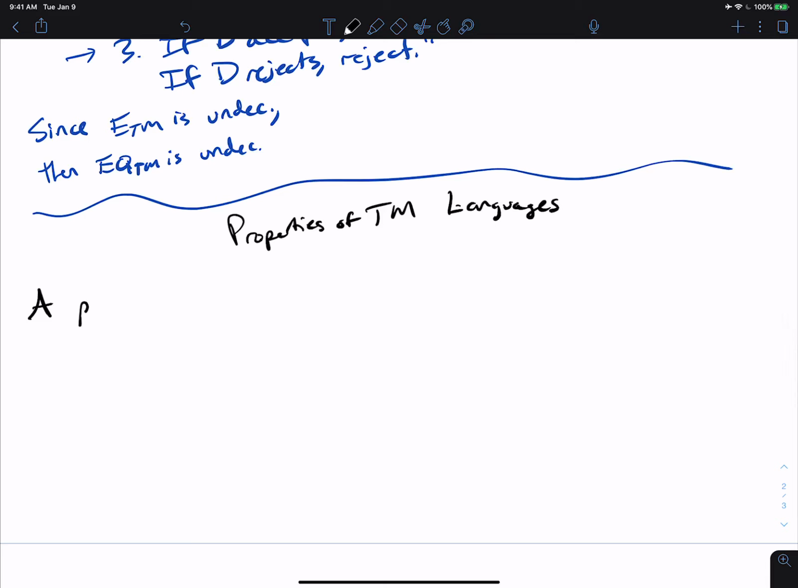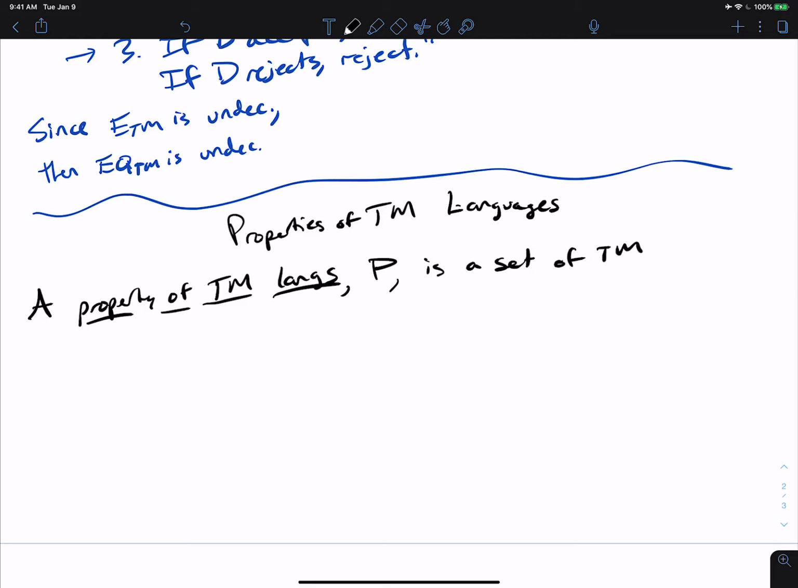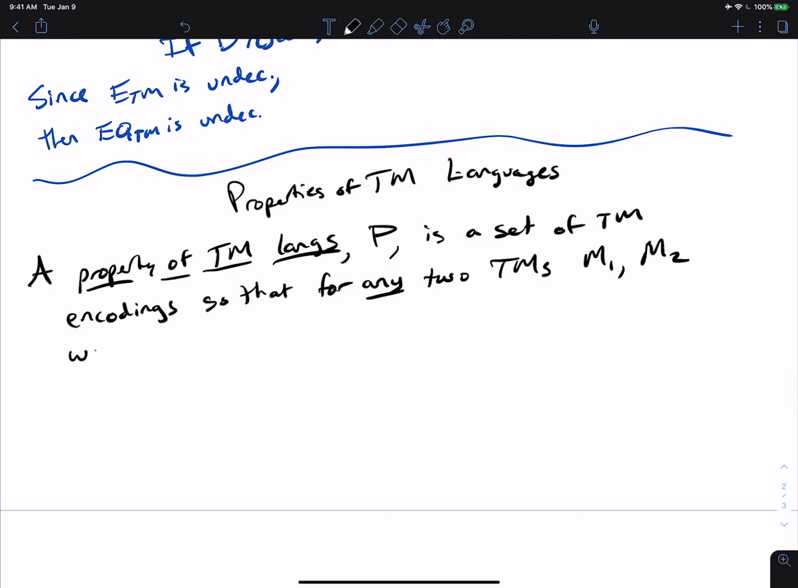This is a long definition. A property of Turing machine languages, which I'm going to call P, is a set of Turing machine encodings, just like ETM is an example of this, so that for any two Turing machines, I'm going to call them M1 and M2, they can be anything, but with a certain property, which is that they have to have exactly the same language.